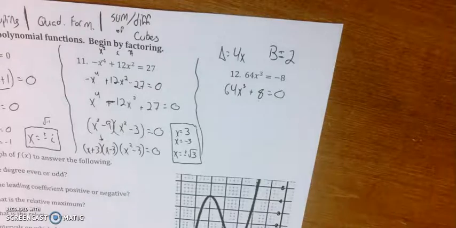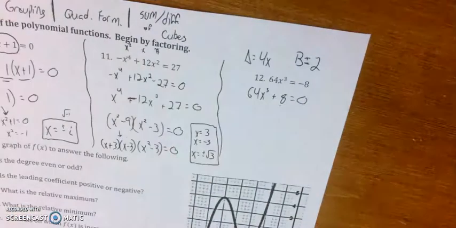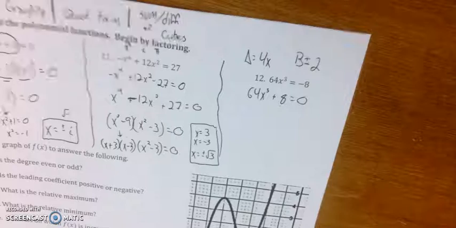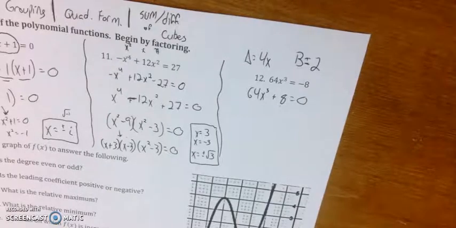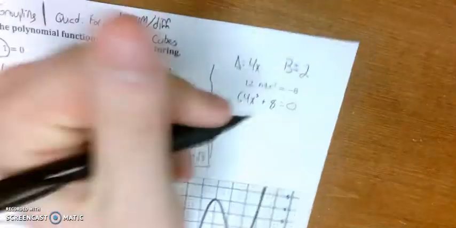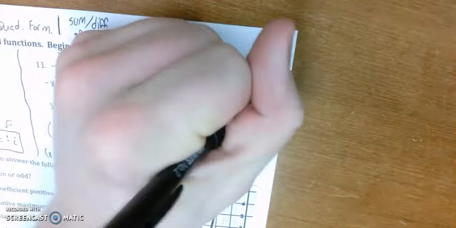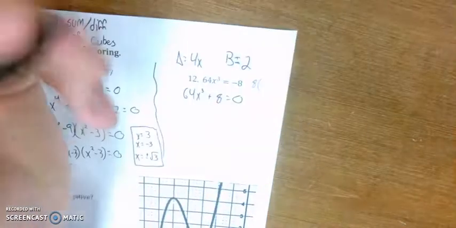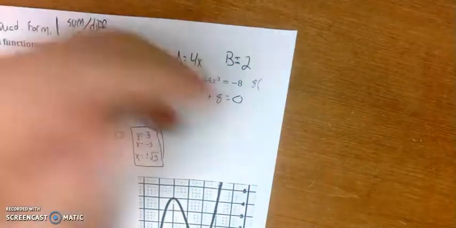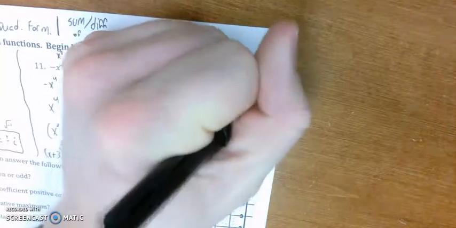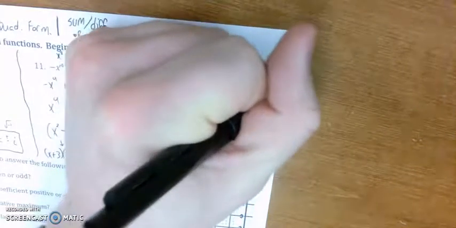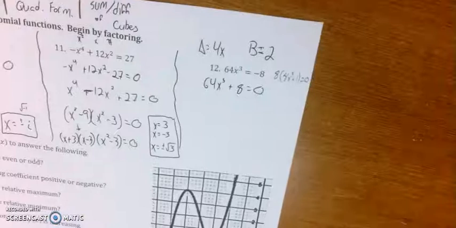Now, I should also mention, if you wanted to, let me see if I have a different color pen to work in. See, a pencil would be good enough. If you wanted to, if these numbers are too big and we're not dealing with a calculator, it's totally fine to pull out a GCF first of 8, and then we'd be left with 8x to the third plus 1, and we could do our factoring that way.